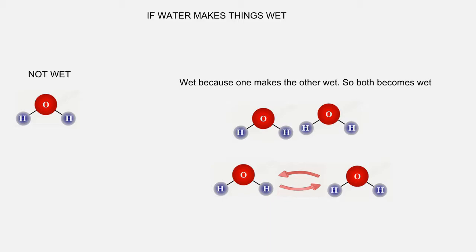wet. However, if we were to add another particle, molecule of water, the first hydrogen oxide would touch the second hydrogen oxide, making the second hydrogen oxide wet, but then the second hydrogen oxide would touch the first back, resulting in the first hydrogen oxide also being wet.